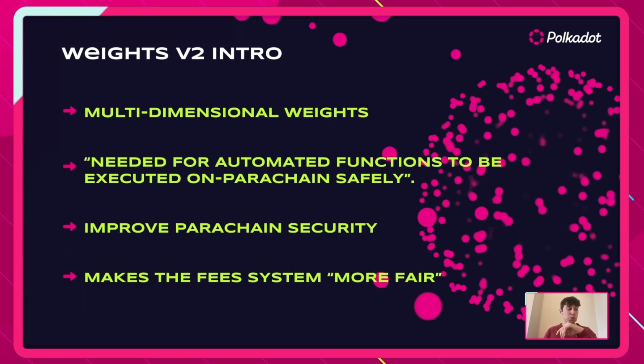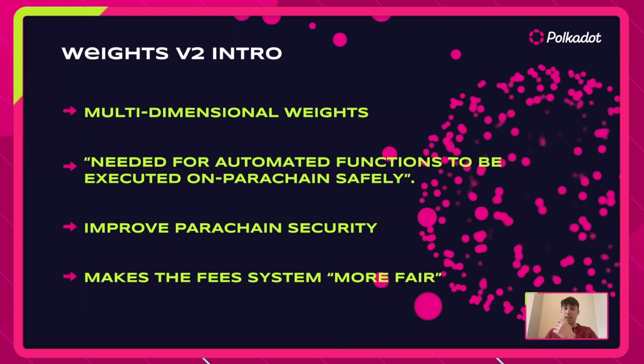So the main way to think about the weights v2 is that now we have multidimensional weights. At the beginning of Substrate, we only had one-dimensional weights. We were only measuring the weights via the computational time, and now we have moved to this weights v2 to have multidimensional weights, to be able to measure different things.